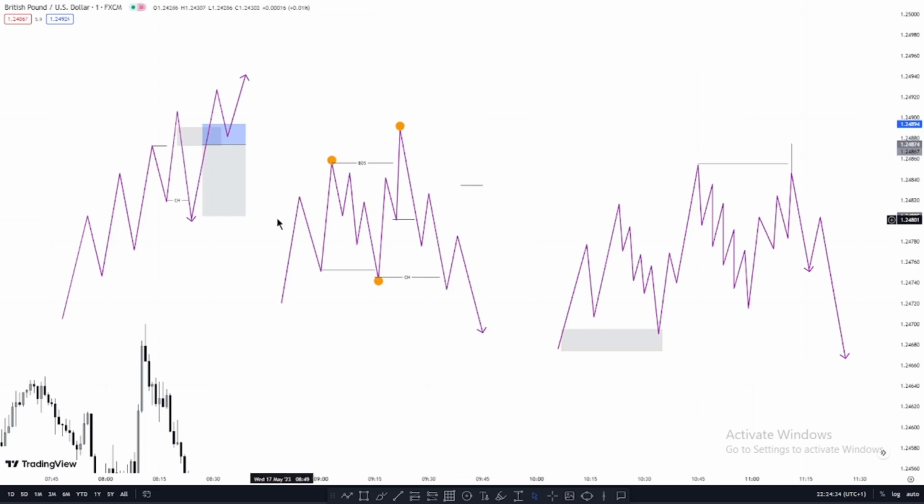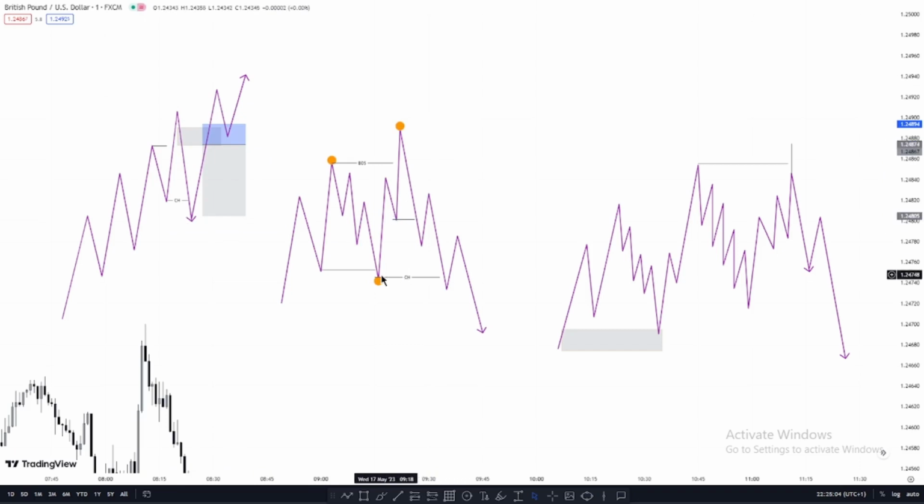So in this first example, the way to identify change of character is that your change of character will be when price takes out the last significant higher low in the case of an uptrend. All right, it's the same thing in the case of a downtrend. It has to take out the last significant lower high in the case of a downtrend.